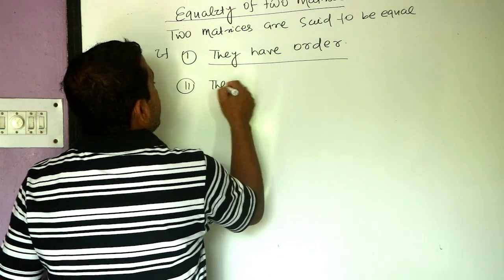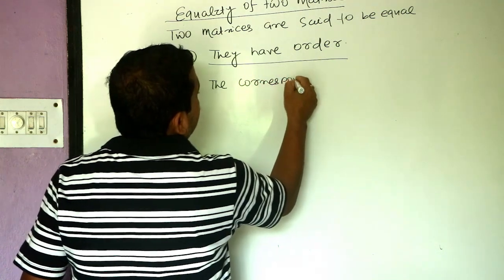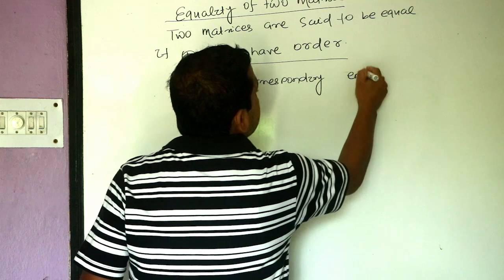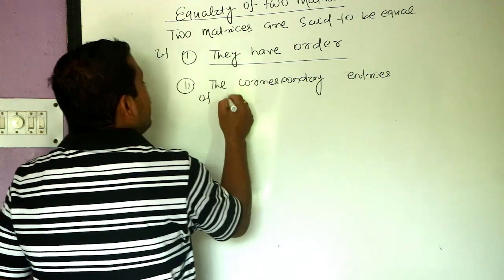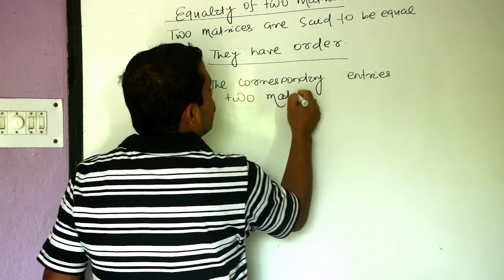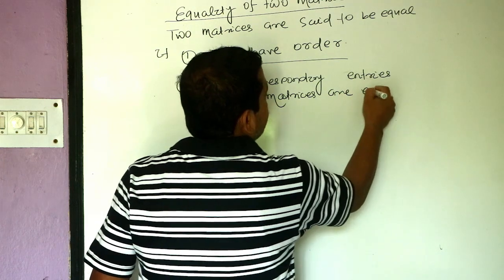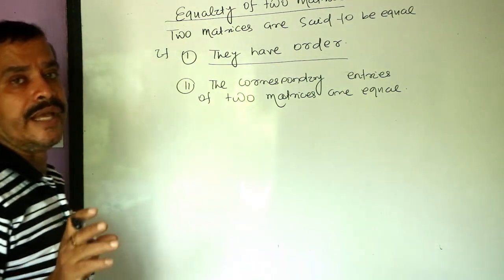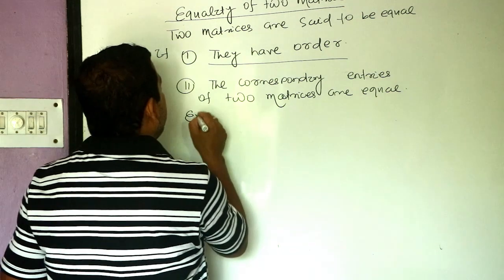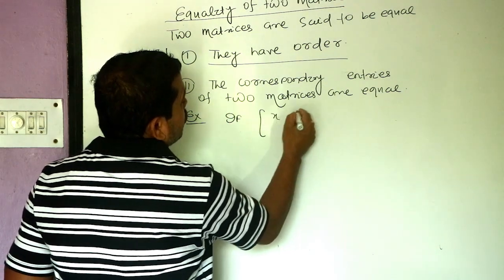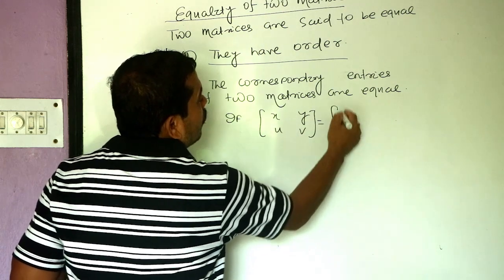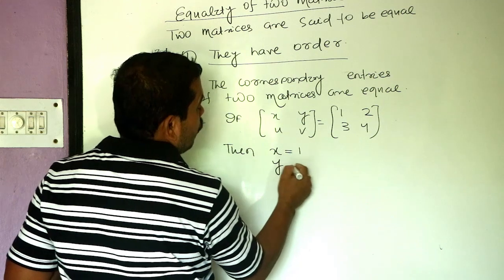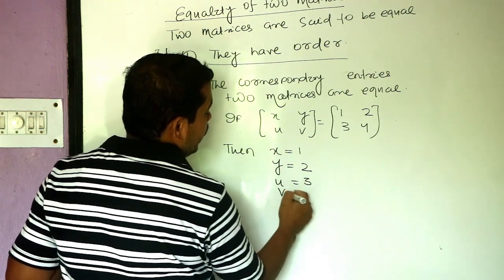Second, the corresponding elements or corresponding entries of the two matrices are equal. If two matrices satisfy these two conditions, then we say that the two matrices are equal. For example, if x, y, u, v equals 1, 2, 3, 4, then x equals 1, y equals 2, u equals 3, v equals 4.